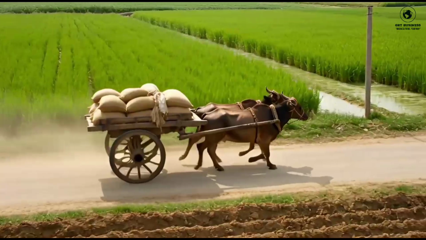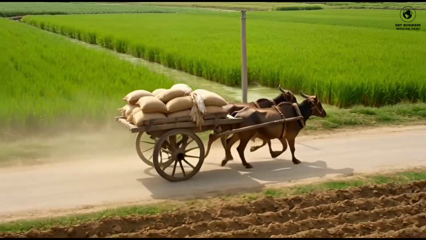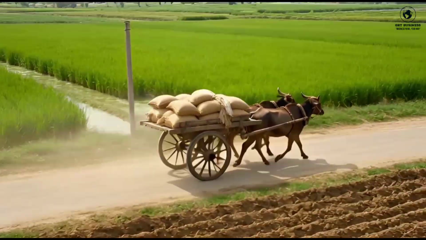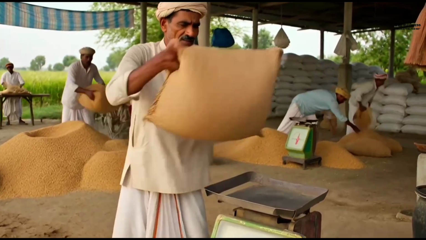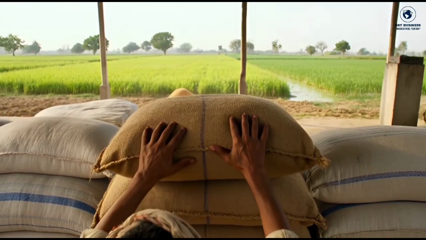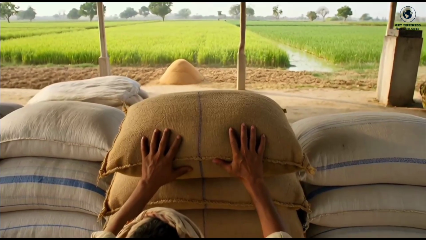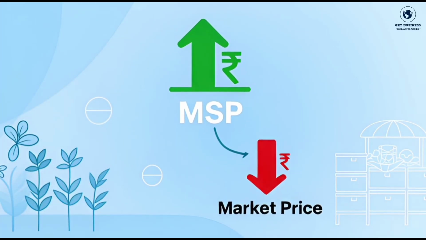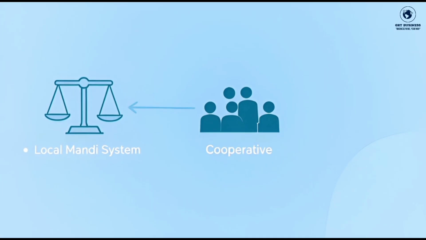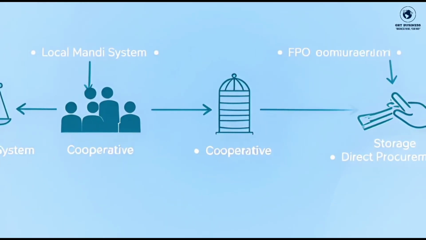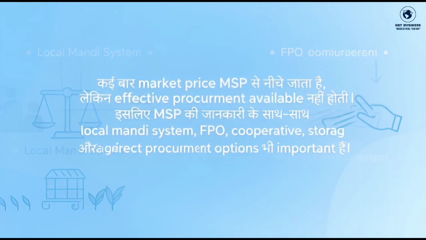But the MSP system has its own limitations as well. Not every crop is purchased as much as wheat and paddy are. In many states, procurement is weak. It is difficult for many farmers to reach the market. A small farmer doesn't have storage, so he is forced to sell immediately after harvest. Many times the market price goes below the MSP, but effective procurement is not available. Therefore, along with MSP information, the local Mandi system, FPOs, cooperatives, storage and direct procurement options are also important.